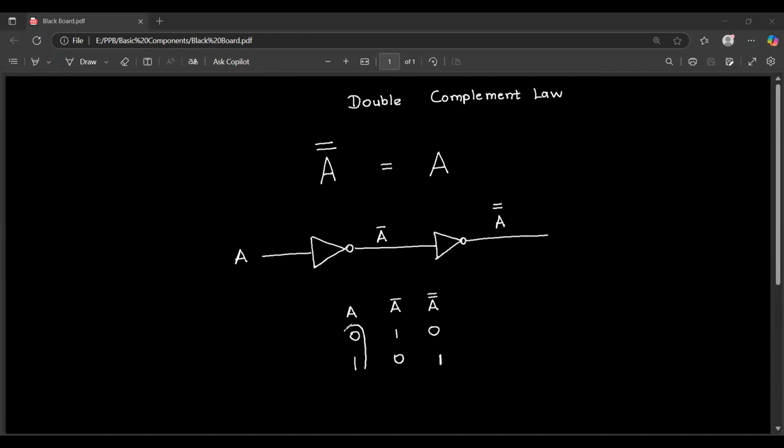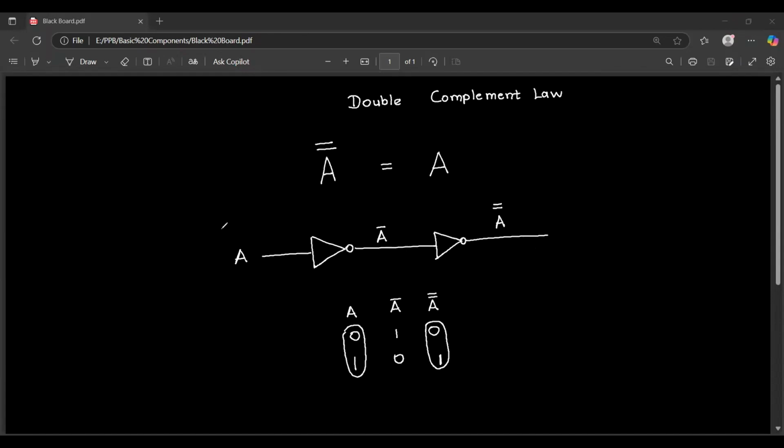So A double bar is exactly behaving like A. This is the double complement law, or we call it the double inverse law or double bar. But just keep in mind, A double bar is equal to A.